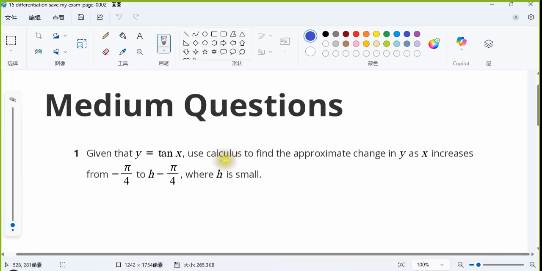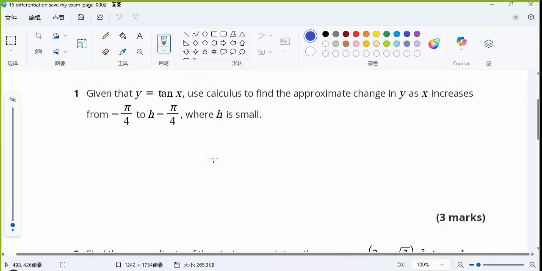Differentiation. Given that y equals tangent x, use calculus to find the approximate change in y as x increases from negative pi over 4 to h minus pi over 4. So dy/dx: we know that the first derivative of tangent x is secant squared x. Secant is 1 over cos squared.